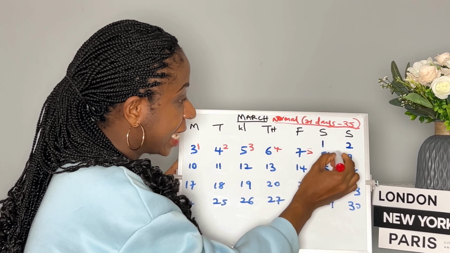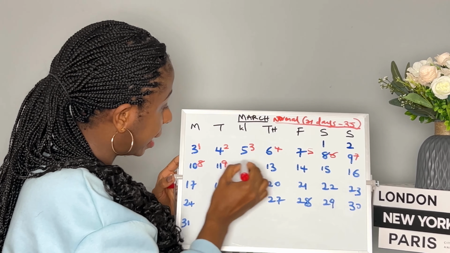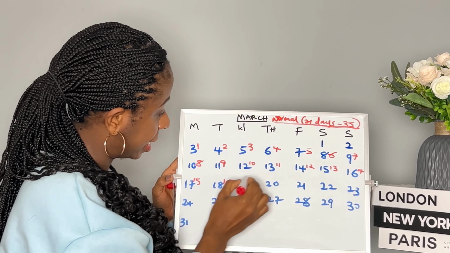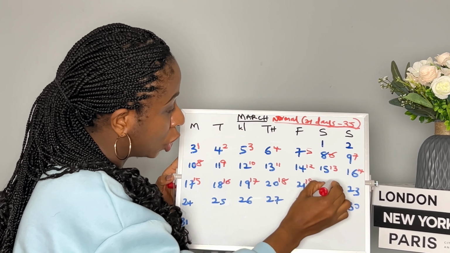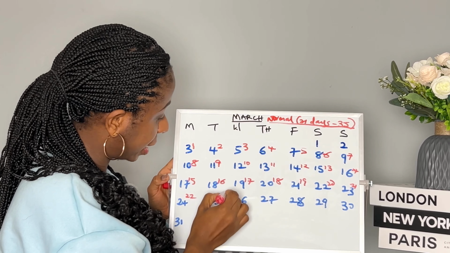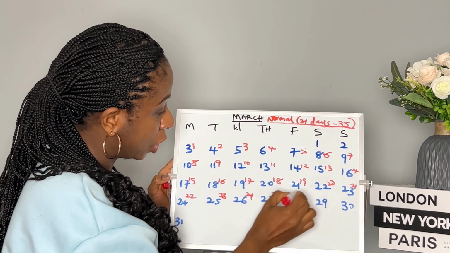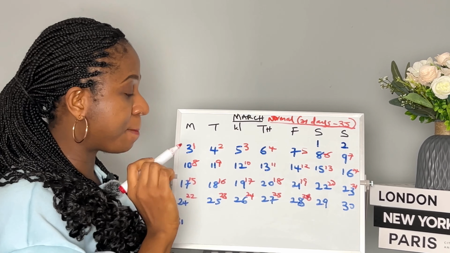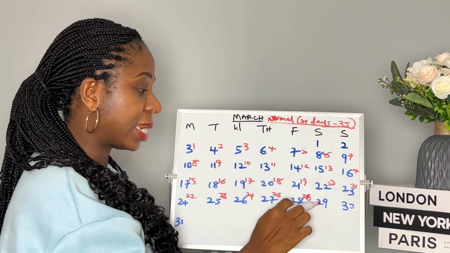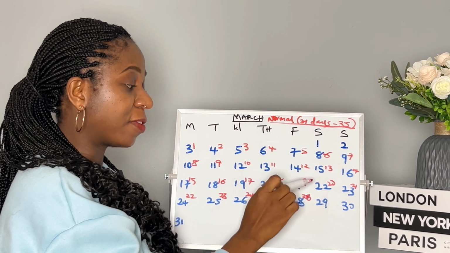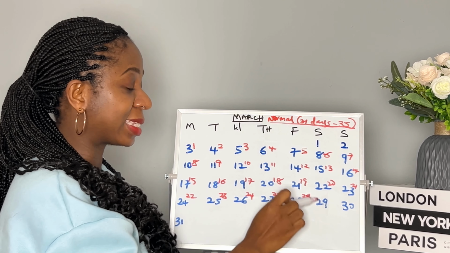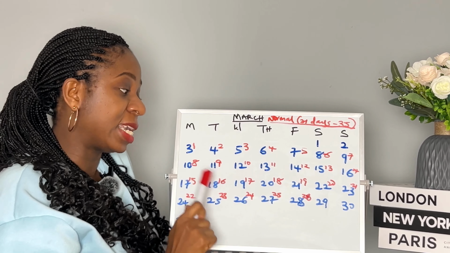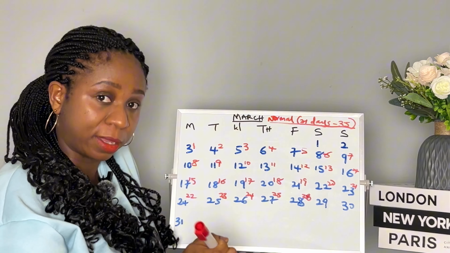So 5, 6, 7, 8, 9, 10, 11, 12, 13, 14, 15, 16, 17, 18, 19, 20, 21, 22, 23, 24, 25, 26. And she happens to see another menstrual period on the 29th. So the 29th is going to be the first day of her next menstrual period, which is going to start another menstrual cycle length. So this particular lady has a 26-day cycle.